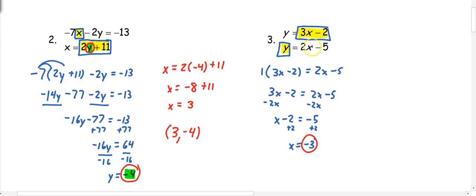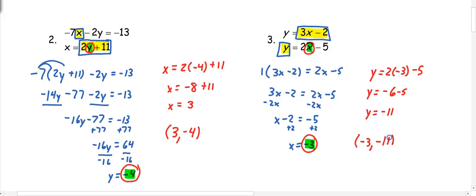So this time I'm going to use the second equation because it doesn't matter which one I use. So I'm going to put negative 3 in for x, and I get y equals 2 times negative 3 minus 5. When I multiply, I get negative 6 minus 5, so y equals negative 11. So my ordered pair would be negative 3, comma, negative 11.